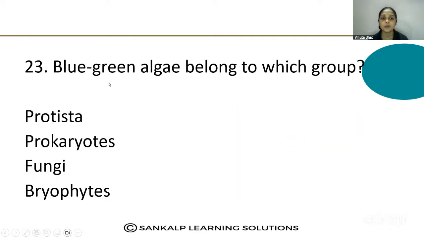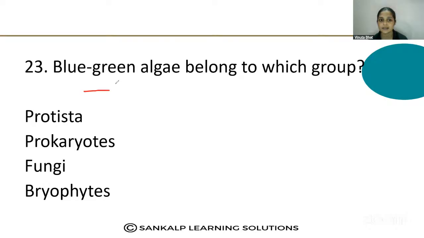Next one, blue-green algae belong to which group? Protista, prokaryotes, fungi, bryophytes. Here, blue-green algae, that is also called cyanobacteria, right? So this blue-green algae belongs to the cyanobacteria.